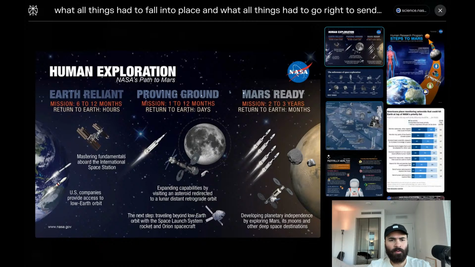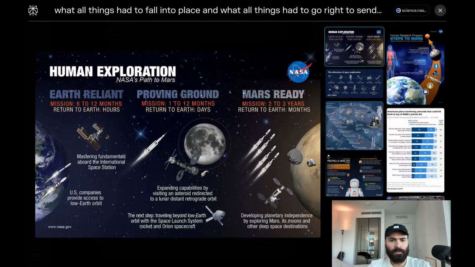Mastering fundamentals aboard the International Space Station. US companies provide access to low Earth orbit. Return to Earth: days, return to Earth: hours, return to Earth: months. Why is the return shorter than the mission? Maybe because you just have to fall.